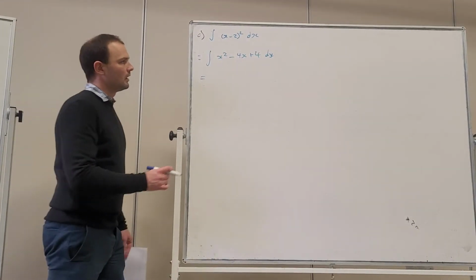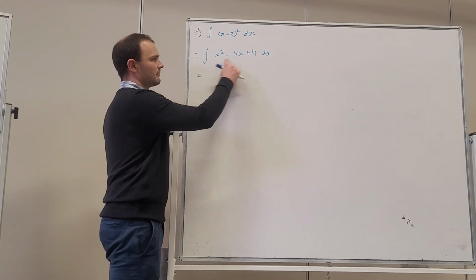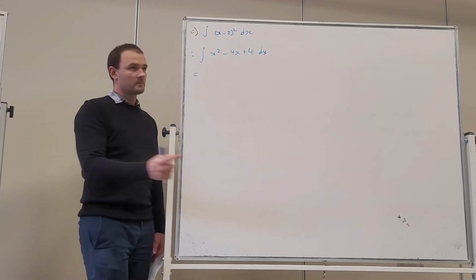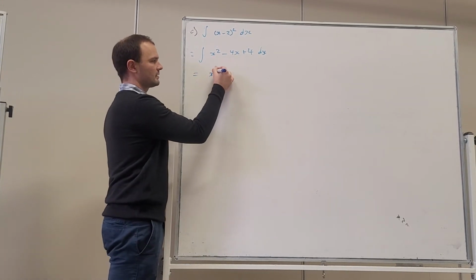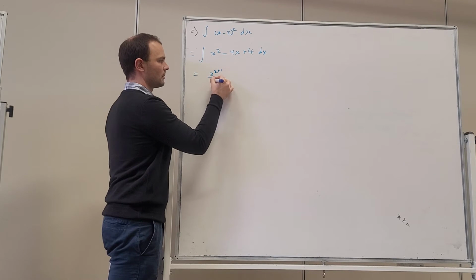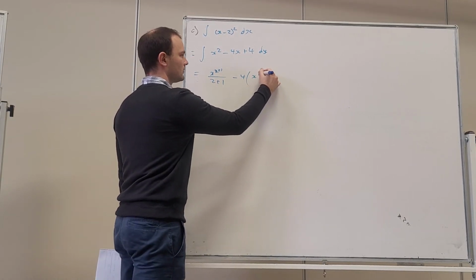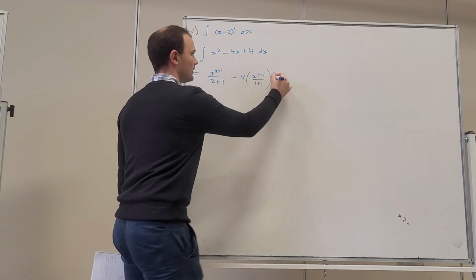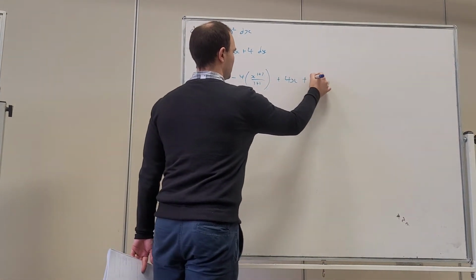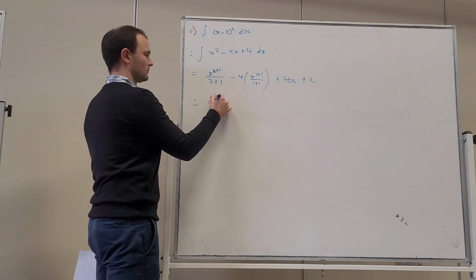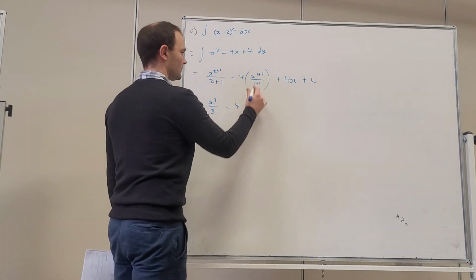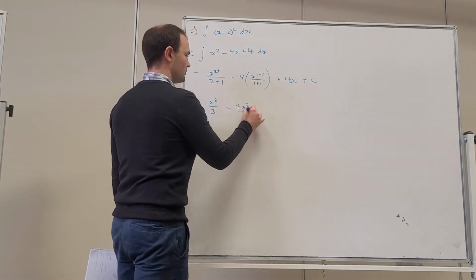Okay, so here we've expressed everything as x to the n, we're ready to integrate. So first one here, it's going to be x to the 2 plus 1 on top of 2 plus 1, take 4 times x to the 1 plus 1 on top of 1 plus 1, plus 4x, plus 4x squared on 2.